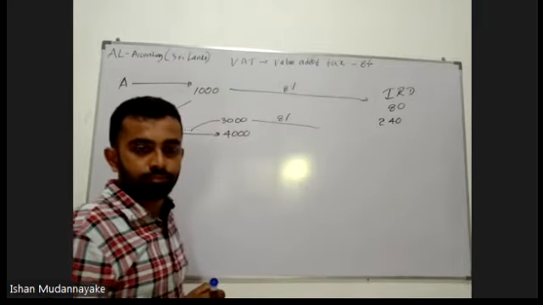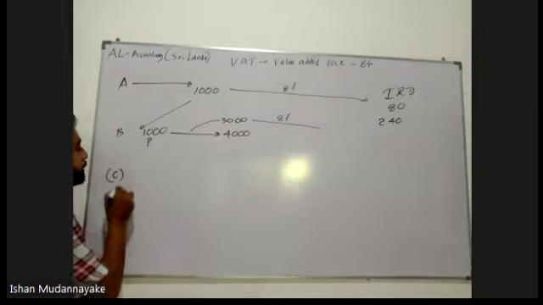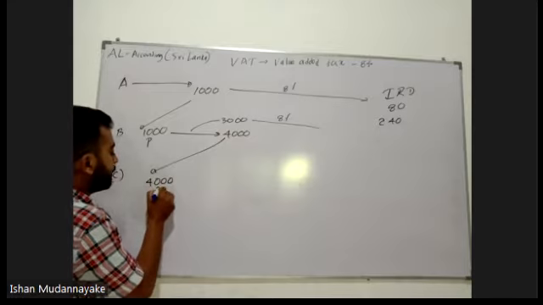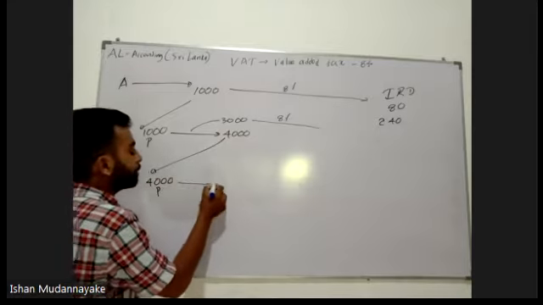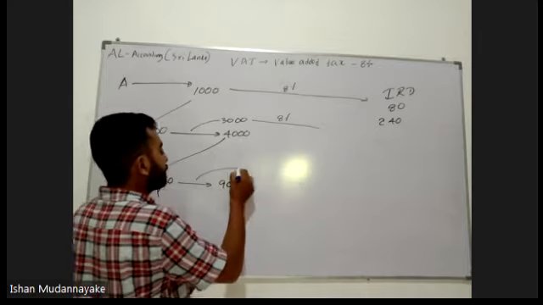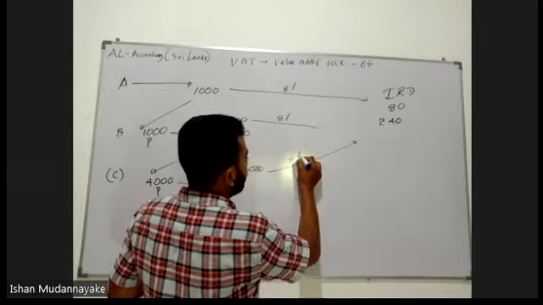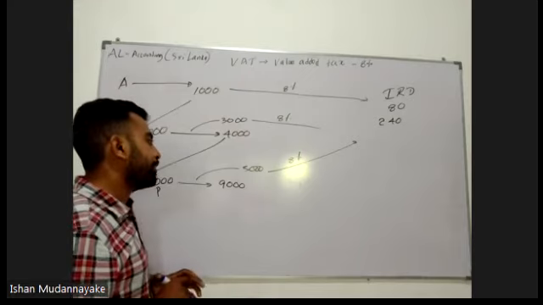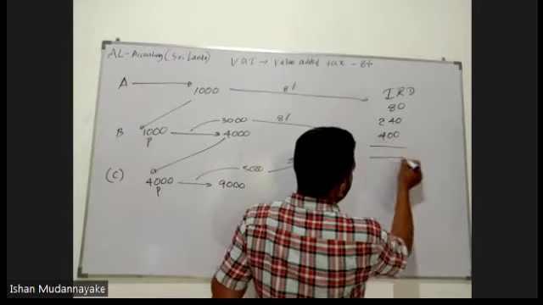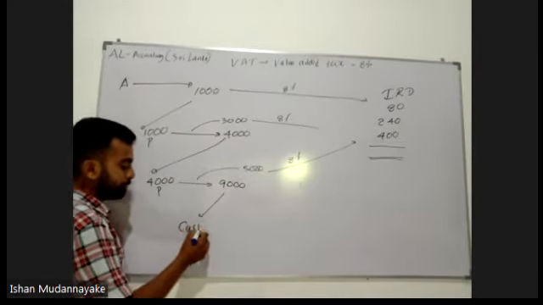And then the same. Company B sold this product to company C. Business C purchases this product from company B, and then company C converted this product into 9,000 worth of product. The total added value to the economy is how much? 5,000. For this 5,000, company C has to pay 8%. How much? 400. Company C pays 400 to the Department of Inland Revenue. And then company C sells this product to the end customer.